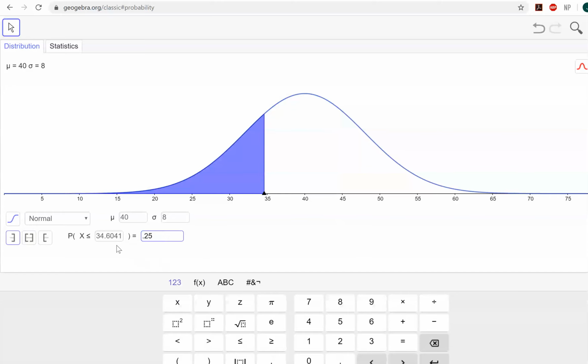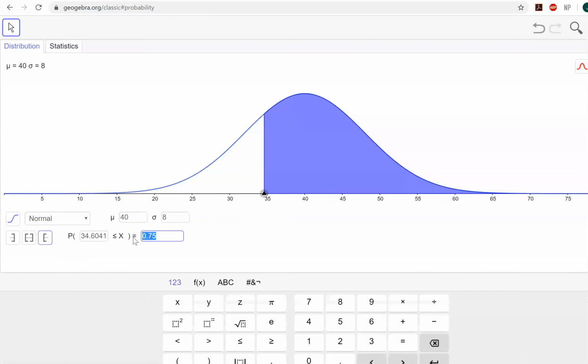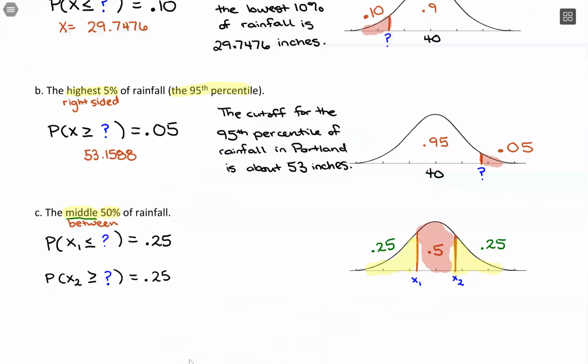So we're going to have this lower bound of 34.6041. And then to find X2, same idea of going right-sided, and it's going to have a right-sided area of that 25%, which is 45.3959. So that's going to give me my lower bound and upper bound.